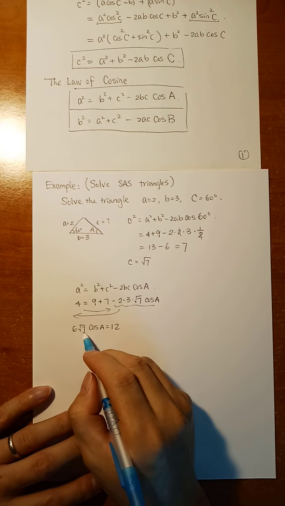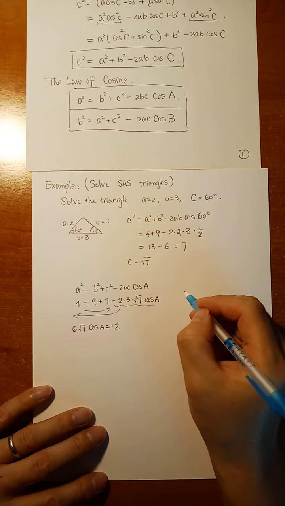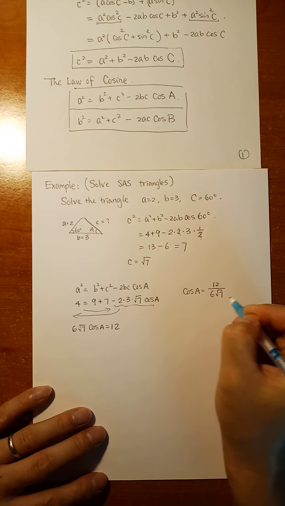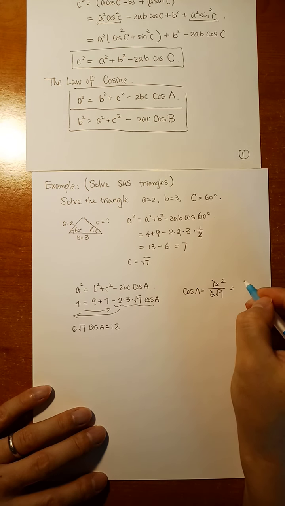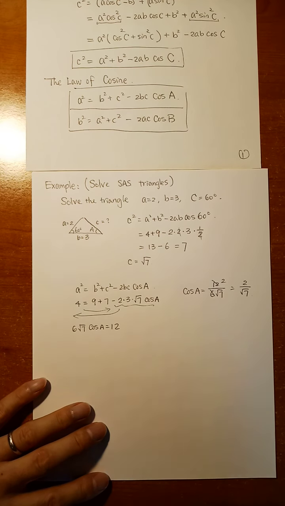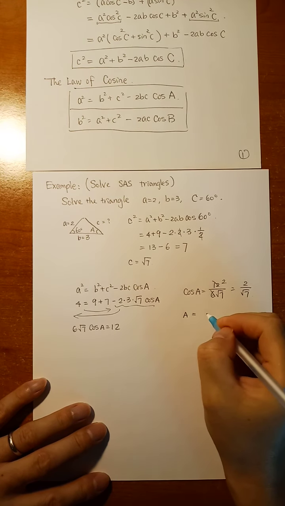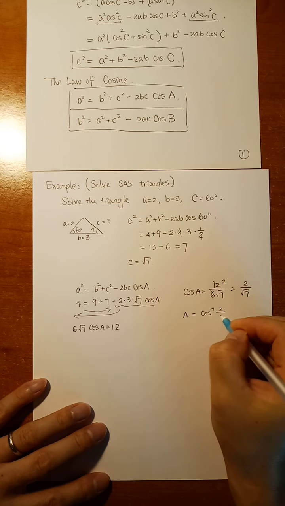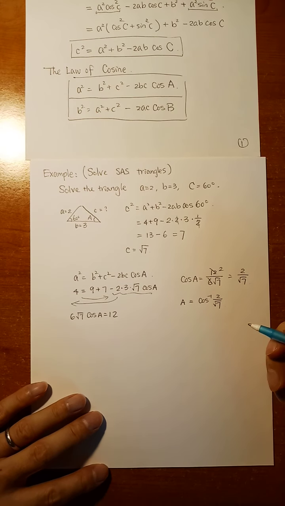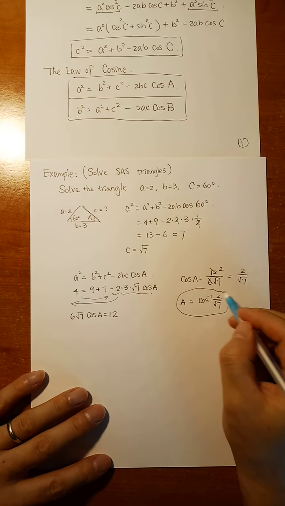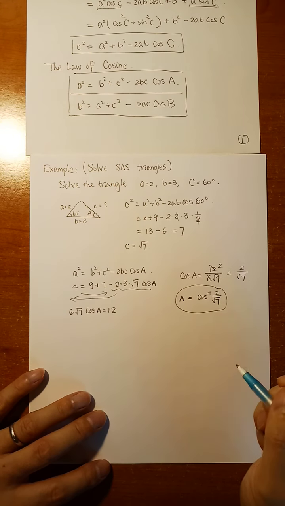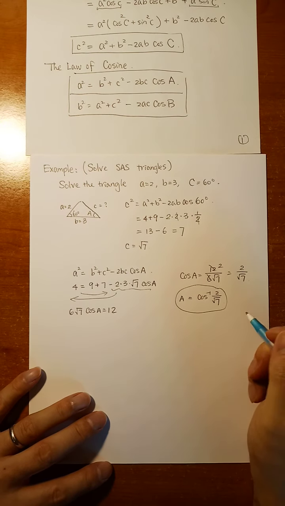So 6 square root of 7 cosine A is 12. So cosine of A is 12 over 6 times square root of 7. Cancel. You get 2 over square root of 7. Cosine A is 2 over square root of 7. A is cosine inverse of 2 over square root of 7. In the exam, leave this as your answer. Don't simplify it. Don't write the angle, because without a calculator you cannot find the angle.